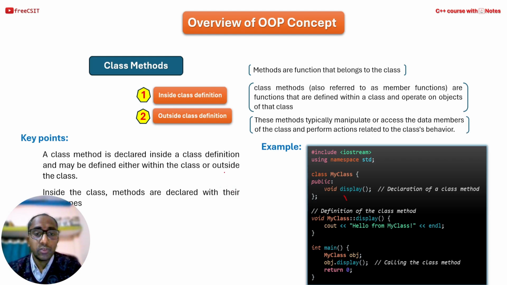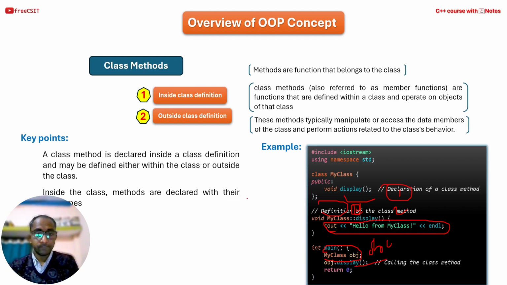So first of all, you need to create a class. Within the class, you have to declare a class method, and you have to define the class method. First one is declare, and second one is define. So this is the second: void my class double colon display, and the message will be printed like this. You can create an object and call the object's method. This is fine.